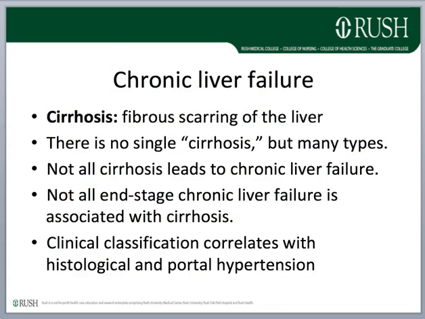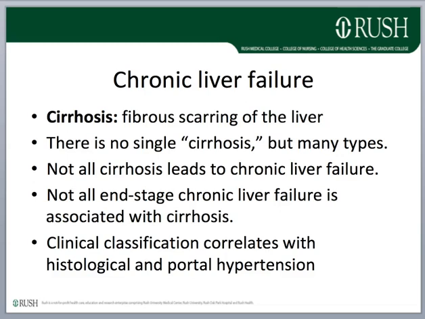In chronic liver failure, we typically associate that with cirrhosis, which is fibrous scarring of the liver. It's important to note that there's no single cirrhosis, but many types, and also that cirrhosis really just means end-stage scarring of the liver and does not associate with any particular disease or what caused the cirrhosis, so it's an end stage.